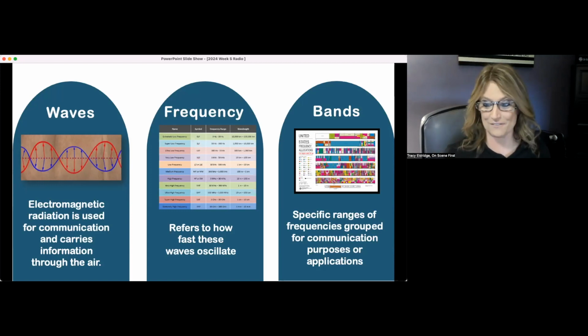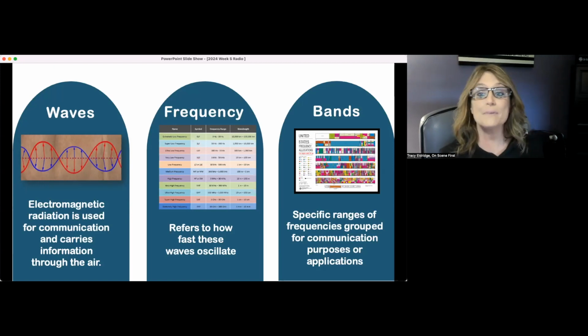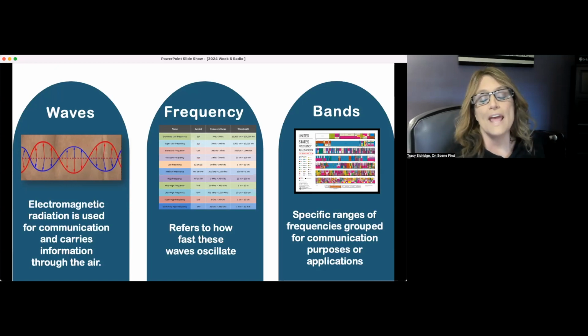I can't say that word very well. That's why I'm cautious when I say it. I oscillate, how fast they spin around. And then radio bands are the specific ranges of frequencies grouped for communication purposes or applications.